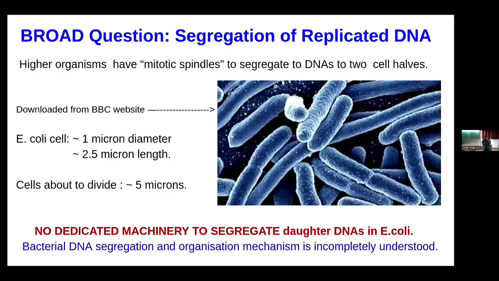So the broad question in 2006, or even now it might be, is that when there is a cell division, the chromosome, the DNA, has to be replicated into two copies, two daughter DNAs, and they have to go to two different parts of the cell. Now, for higher organisms like humans and eukaryotes, they have a particular protein machinery which is called the mitotic spindle. And they catch the two copies of the two daughter DNAs and pull them apart by force. Bacteria doesn't have that. This is a picture of the E. coli bacteria. It's approximately 1 micron in diameter, approximately 2.5 micron in length.